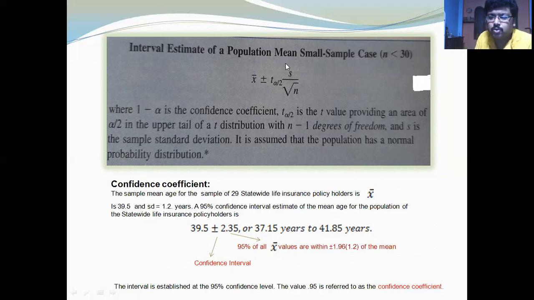Now look at an example. I can mention one example here. Suppose you collect a sample of 29 statewide life insurance policy holders, and the ages of the 29 policy holders, and you find the mean of that sample, and you get 39.5. This is the point estimate. But you do not know the population mean, that is mu.